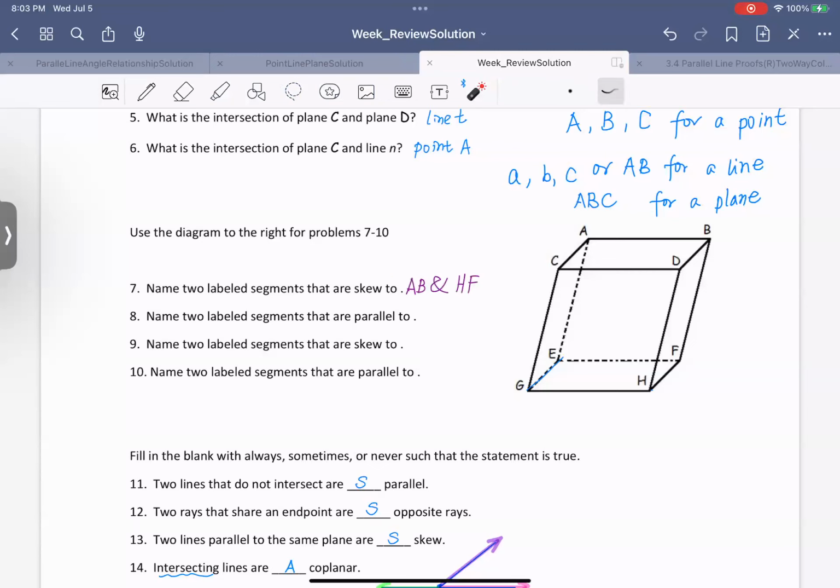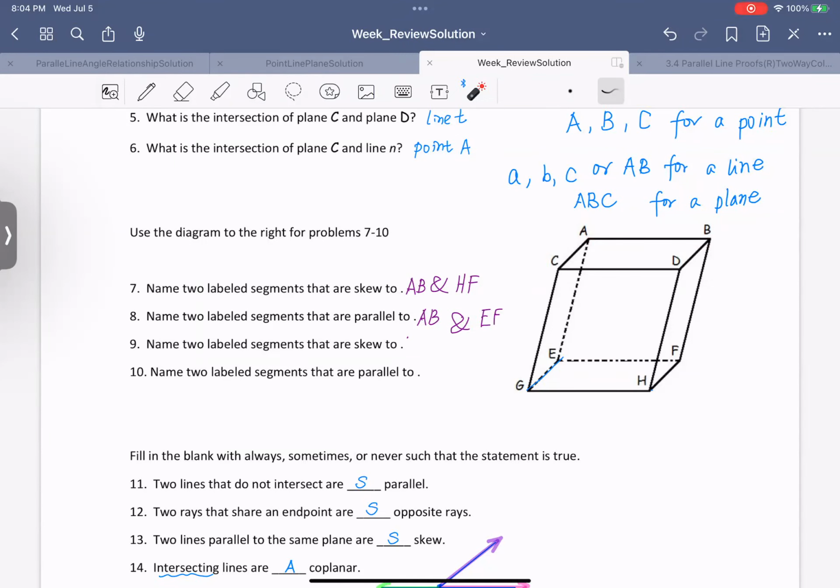CD and GE. Very good. Thank you. One more. You answer one more question. AB and EF. Very good. Who else? AB and CD. Yes. See, AB, CD parallel. AB, GH parallel. AB and EF also parallel, right?